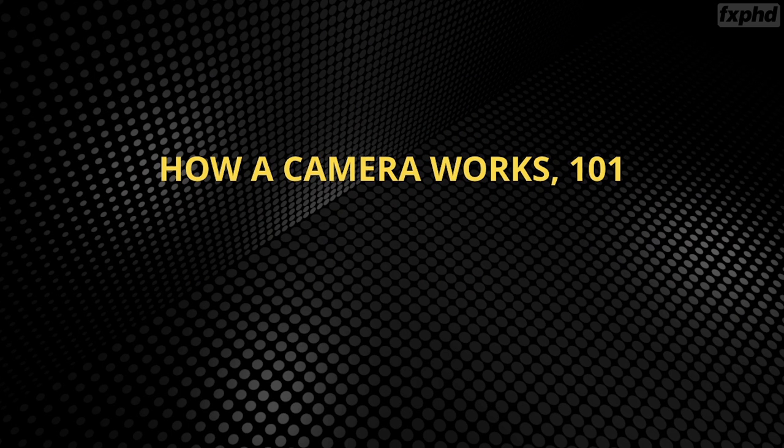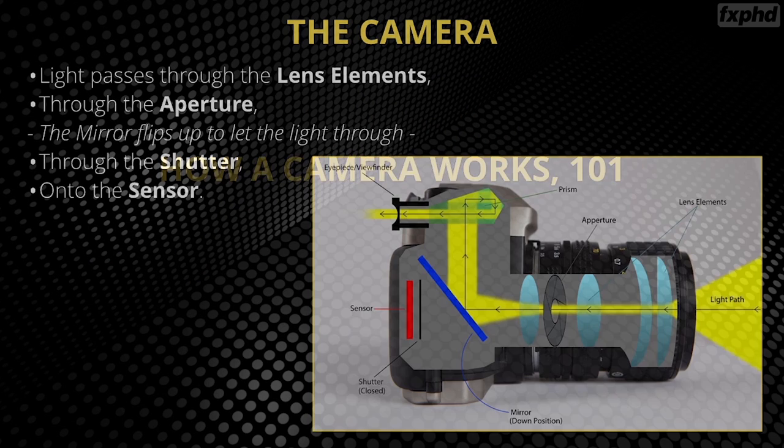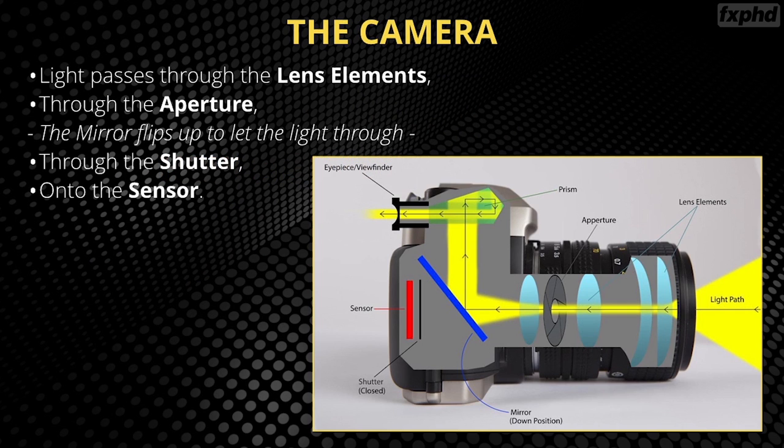This is going to be pretty fundamental, but I know some people may not be aware of some of this information, so I just wanted to put it out there right at the beginning. So light basically passes through various lens elements, and you can see in this diagram they are at the front of the lens in this example. Then they go through what is called the aperture, and then you can see the blue line represents this mirror, which is currently down, and the mirror being down enables the light to basically be reflected up and then come out of the eyepiece or the viewfinder so you can see it.